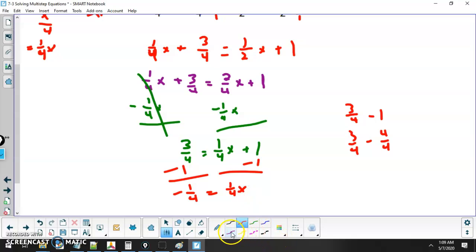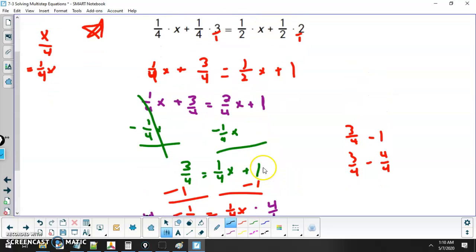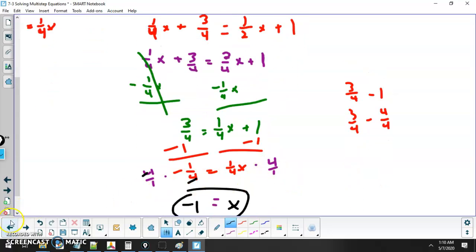All right, and now do you remember how to get rid of a fraction times a variable? You multiply by that fraction flipped over. So 1/4 flipped over is simply 4. So you're multiplying by 4 or 4/1 to both sides of this equation. And then 4 times negative 1/4, these would cancel out. Then you're left with negative 1 equals x. There you go. A lot of work, but not so bad. You can substitute it to check it.